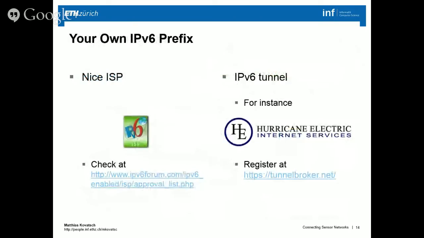So to get a bit more practical, how can you do this at home? You need your own IPv6 prefix. Either you have a nice ISP, as we saw Benjamin, for instance, has. Then you get this already out of the box. The other way is you just get an IPv6 tunnel. That's quite interesting. One example, the one I use, is Hurricane Electric, where you can register at tunnelbroker.net.